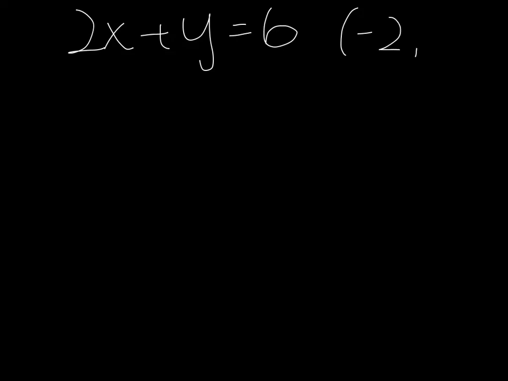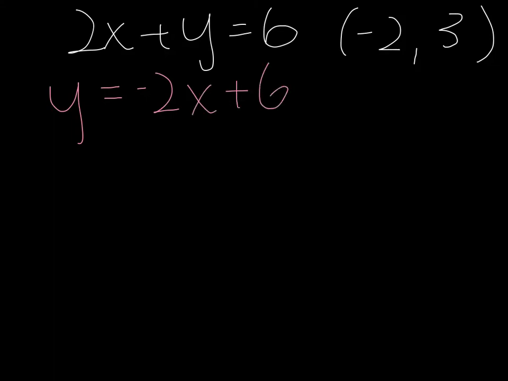Now say that you were given one equation, 2x plus y equals 6, and a point, negative 2, 3. And you were told to find the line that goes through negative 2, 3 and is parallel to 2x plus y equals 6. So, first step, isolate the y so we can get it into slope-intercept form. There's a lot of them, gotta be careful. y equals negative 2x plus 6. From this, we know that the slope is negative 2.